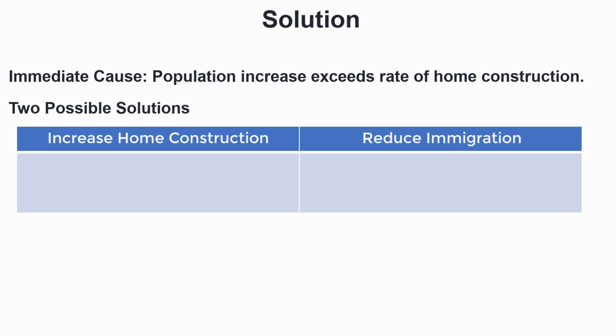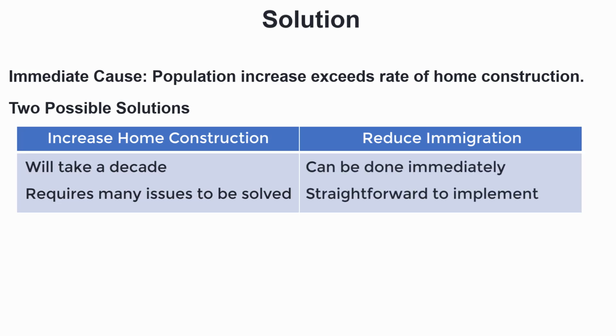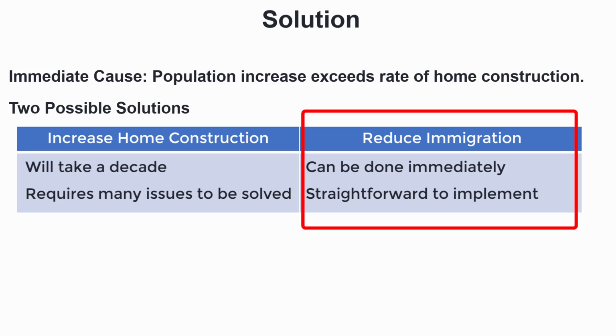However, as we have shown in the previous chapter, increasing the rate of home construction will take a decade. Conversely, reducing the rate of immigration can be done immediately. From this comparison, the solution to the housing affordability crisis is clear. We must reduce immigration. Of course, efforts to increase the rate of home construction should continue, but it should be understood that such efforts are a long-term project rather than a solution to the current crisis.